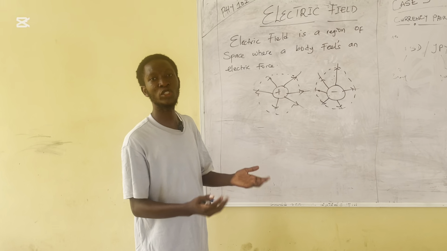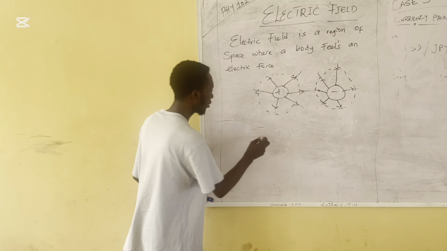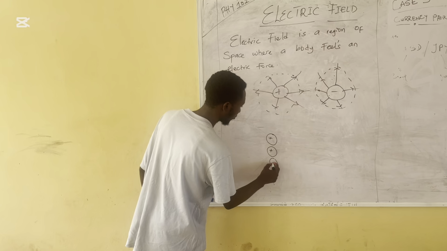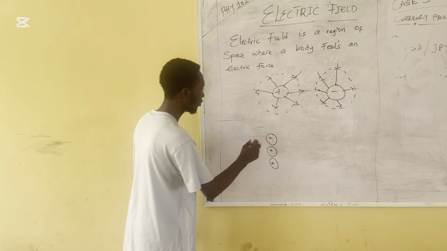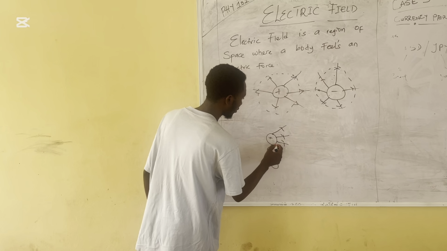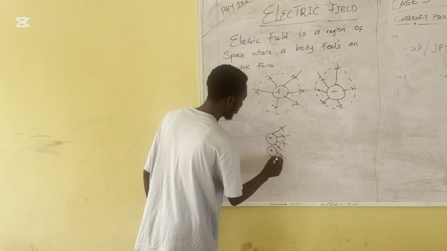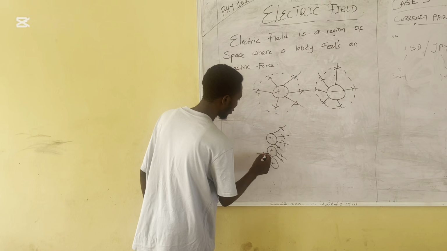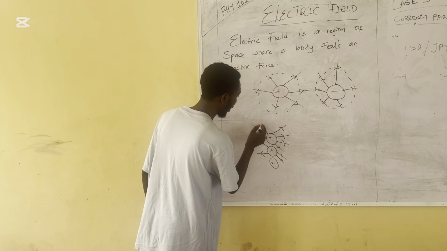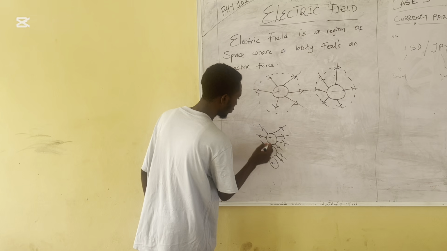It can also be produced by multiple charges. So there can be up to three charges, positive, positive, positive, and they can produce an electric field. You just see that. It can be produced by multiple charges. Positive, so it will just be moving outwardly.